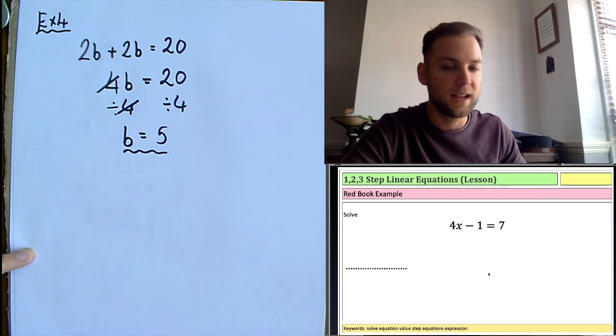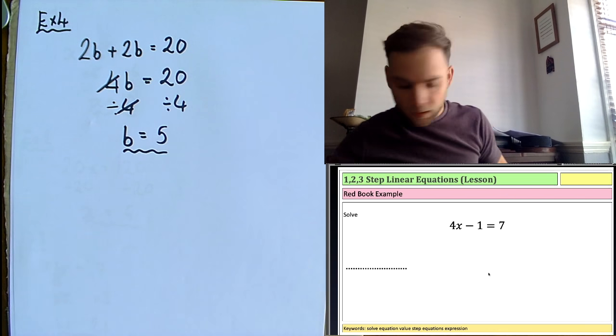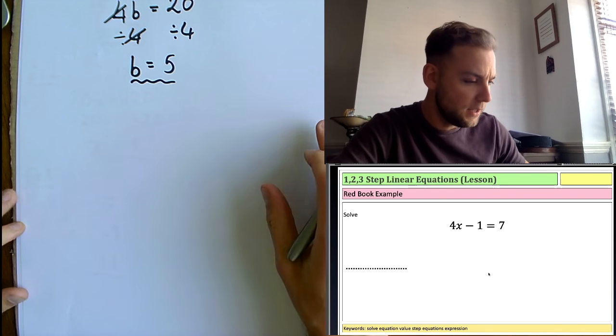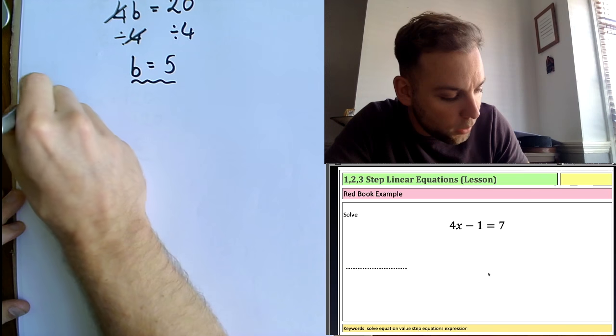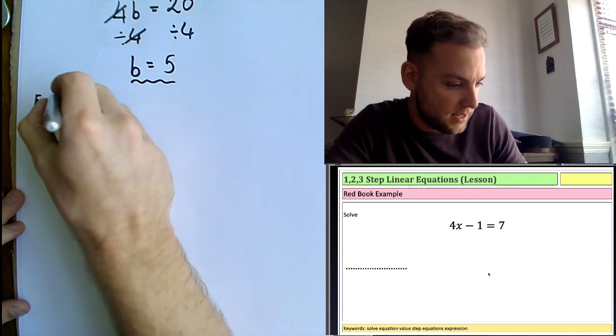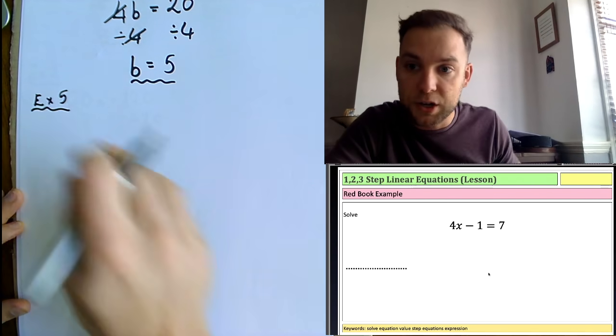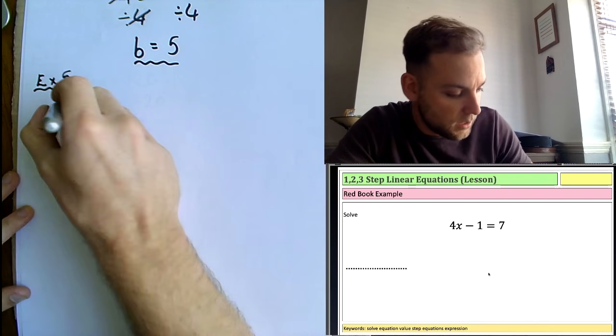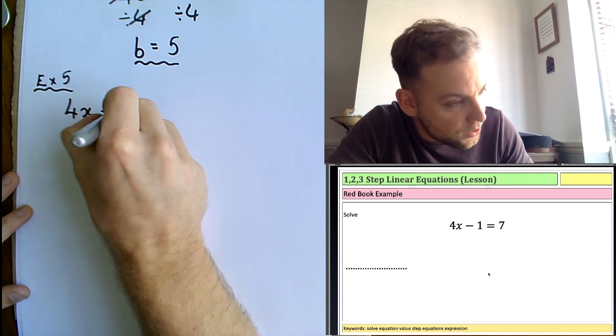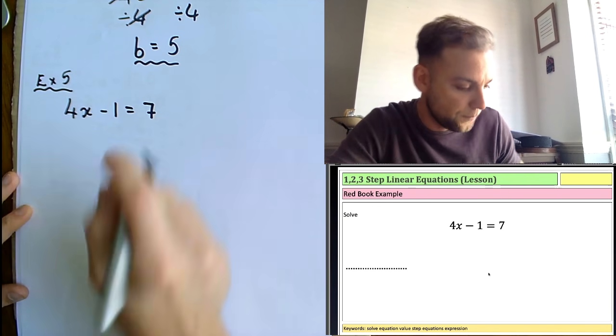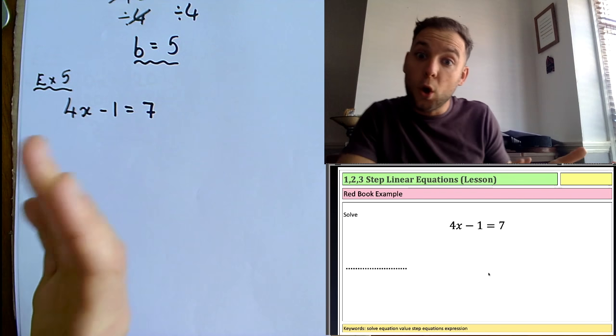So this is another type of two-step equation. However, with this one here, we can't simplify it first. So here, this is example 5. Remember to make sure you're getting these down in your notes. So here I've got 4x minus 1 is equal to 7.